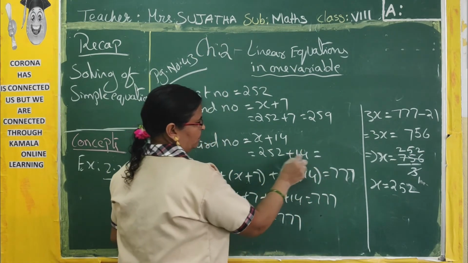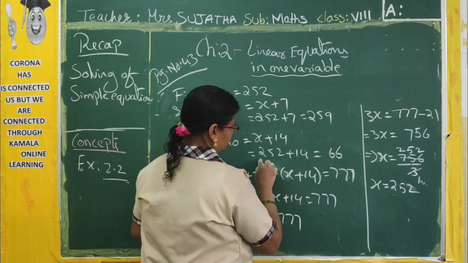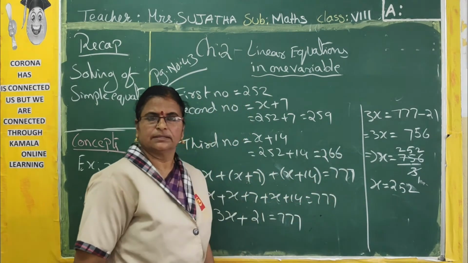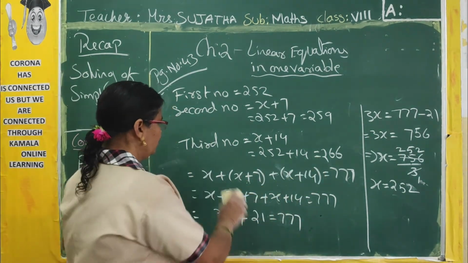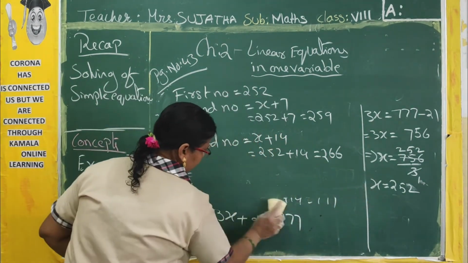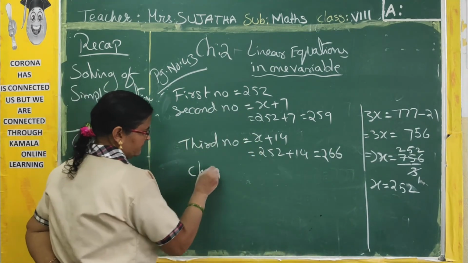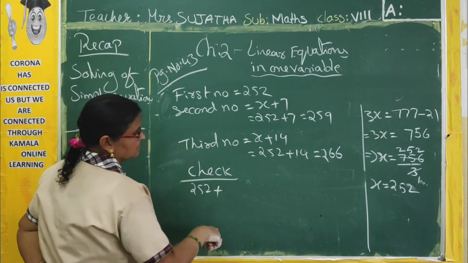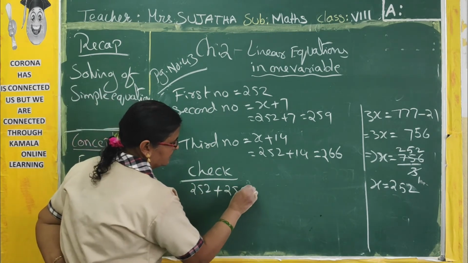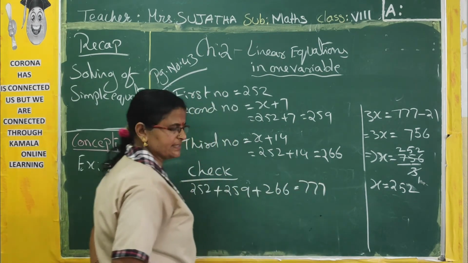Now add it. 2 plus 6, 2 plus 4, 6. 1 plus 5, 6, 2. Now these are the numbers we got. Now our answer is right or wrong. Check it. If you add those 3, you should get 777, no? Now add these 3. Check we will do. 252 plus 259 plus 266 should be equal to 777.